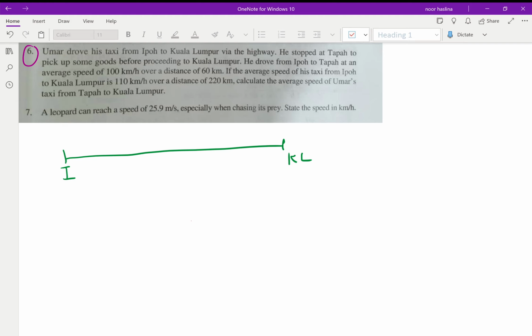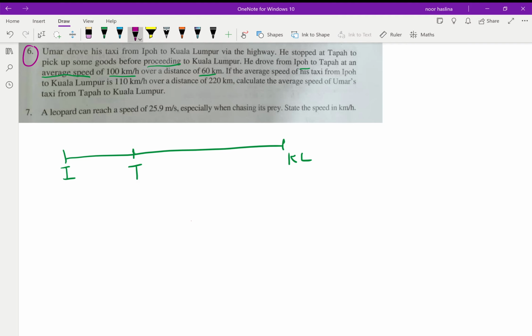Then he stopped at Tapah to pick up some goods before proceeding to Kuala Lumpur. He stopped at Tapah. This one, T, stands for Tapah. He drove from Ipoh to Tapah at an average speed of 100 kilometer per hour over a distance of 60 kilometer. So this is the clue here. The distance from Ipoh to Tapah is 60 kilometer.